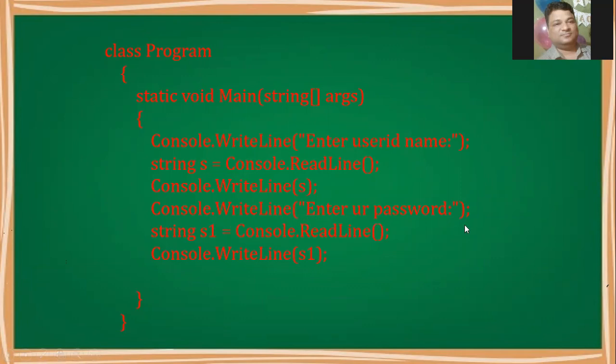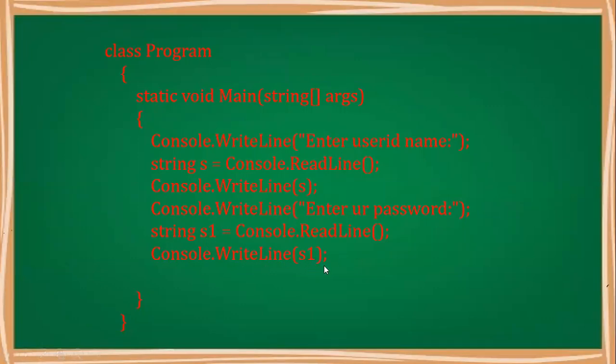Console.writeLine, enter your password. So here again, after printing this, it will ask the user to enter the password. The user will type something. We are again reading it with console.readLine and assigning that method's return value to string s1, and again we are printing s1. So obviously the output of the program will be the user ID name, whatever he has given, and the password provided by the user.